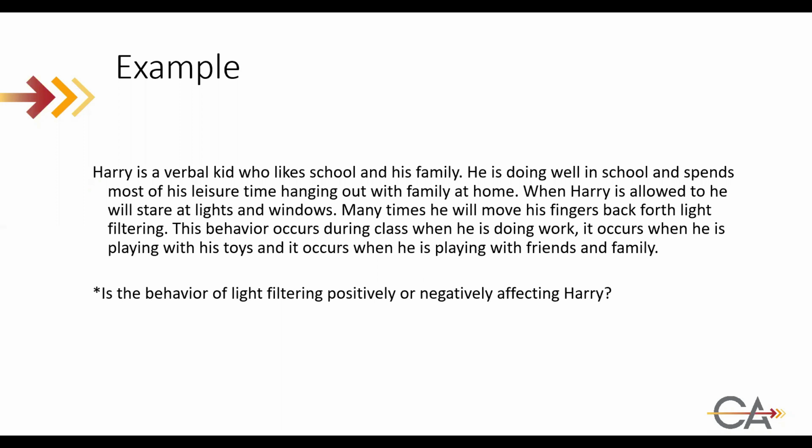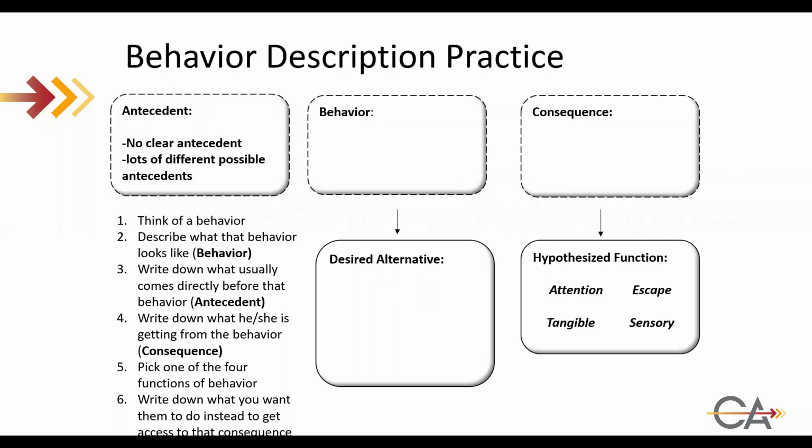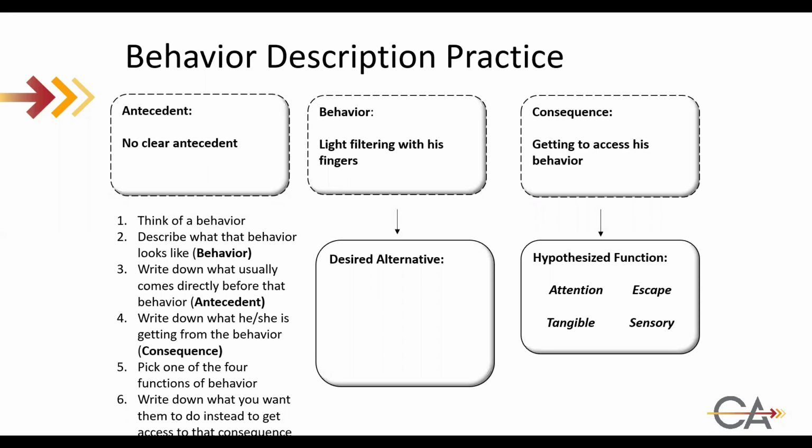So we want to make sure when we're looking at sensory behavior, we're really looking at, is it adversely affecting him? So we can break down this one, because there's no clear antecedent, or lots of different possible antecedents. So it's happening all the time. There's nothing clear, or we're seeing a lot of different antecedents when we collect that data. The behavior is light filtering with his fingers, and the consequence is just getting access to that behavior. He's able to do that behavior. And if it's happening all the time with no real clear antecedents, we can hypothesize that it's a sensory component, and there's something he's getting out of it that's sensory.